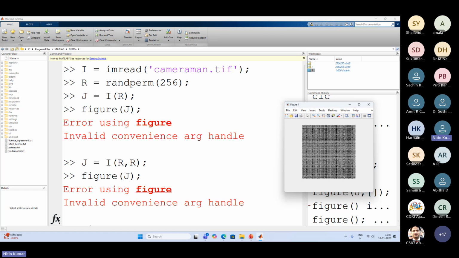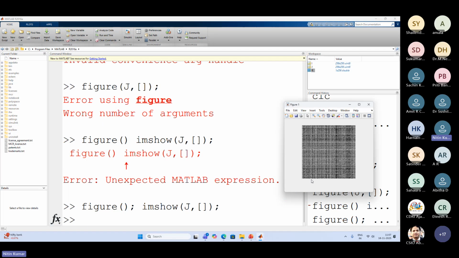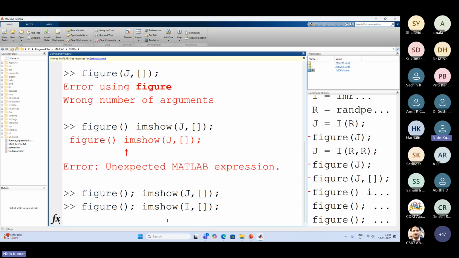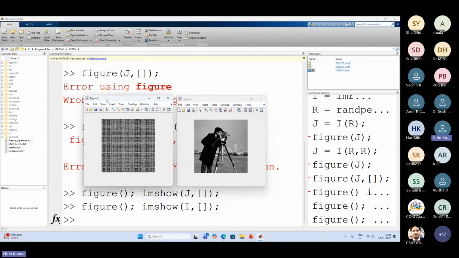When you see this R and R, I have used this original image I for selection, and when I use imshow, you can see here how it is shown. Now if I use another figure and show you the original image also, then you can see both the images, how this random permutation can work. So the data of this image and this image are the same. Can anyone tell whether they are the same just by seeing? By looking, it is not the same, but content wise it is the same. Visually nobody will be able to tell.